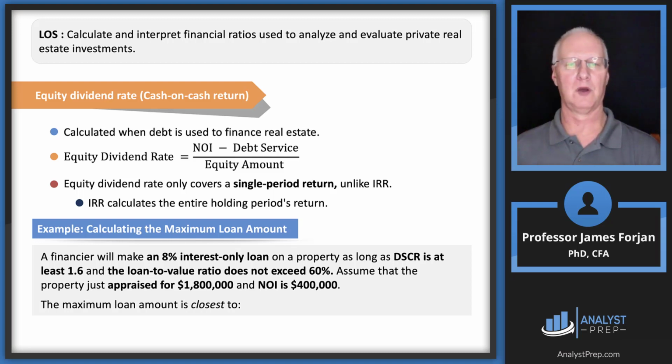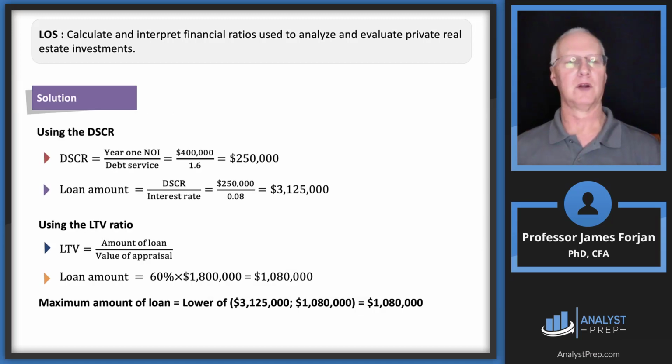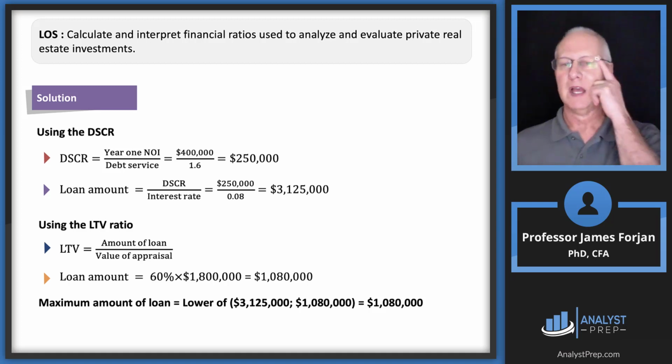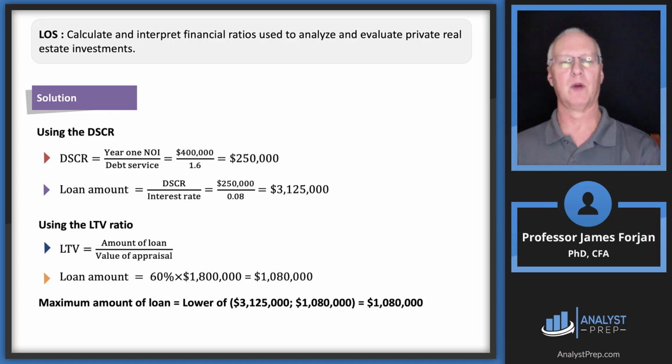8% interest only loan. As long as the one ratio is at least 1.6 and the other ratio does not exceed 60%, appraised for 1.8 and net operating income is 400,000. So let's go ahead and use the debt service coverage ratio. So all we're going to do is take the 400 over the 1.6. That gives us 250,000. So that's going to be our numerator in the next computation. And so if you divide that by the interest rate, remember decimal form of the interest rate, you get $3.125 million.